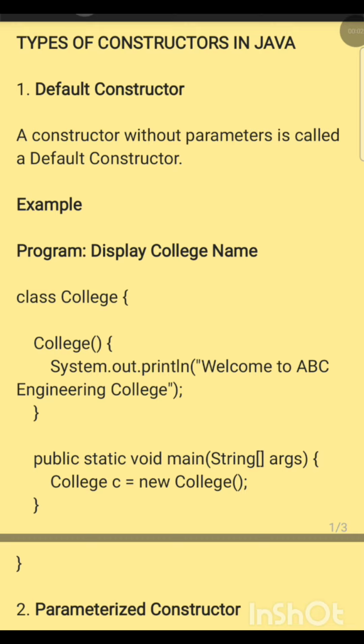Now let's see the types of constructors that are in Java. There are two types. One is default and the second one is parameterized. Default is when a constructor doesn't have any parameters or arguments. It is called a default constructor.